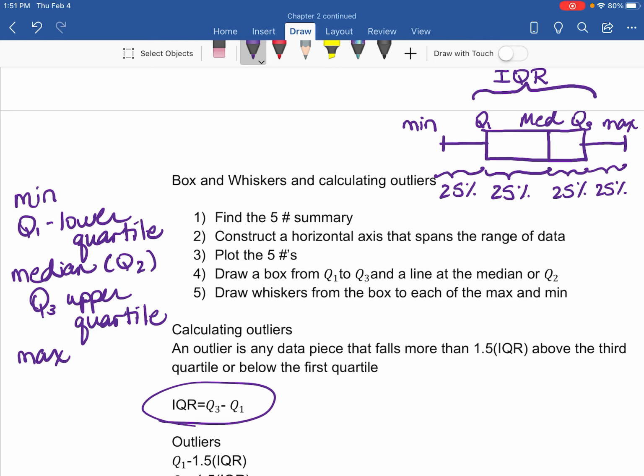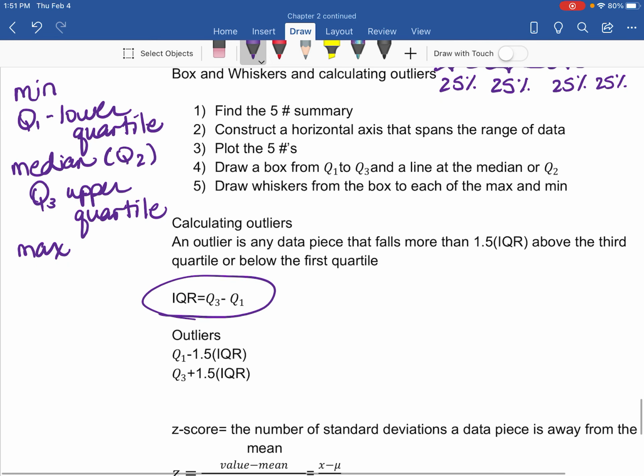And then you have your whiskers from the box that go out to your min and max. You will be asked whether or not any of your data pieces is an outlier. And the definition is any data piece that's more than 1.5 times the IQR above the third quartile or below the first quartile. So you'll see here that this is how you calculate an outlier.